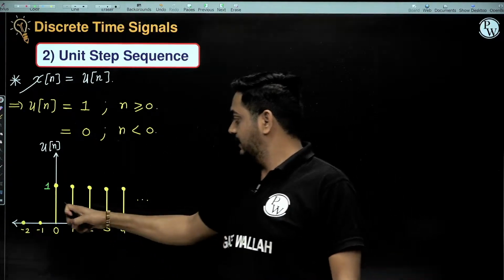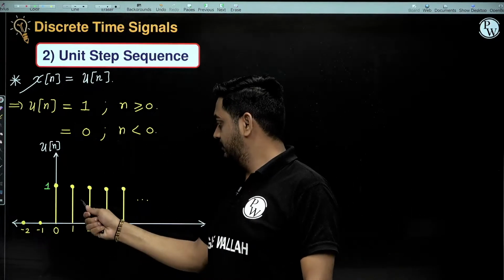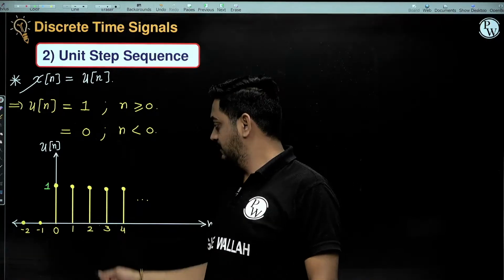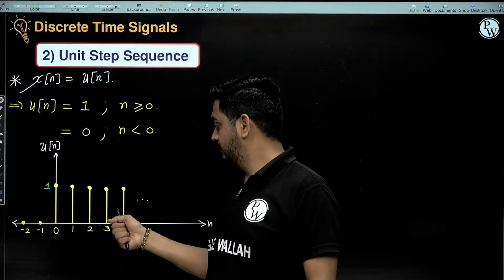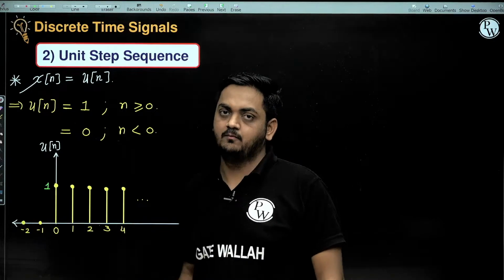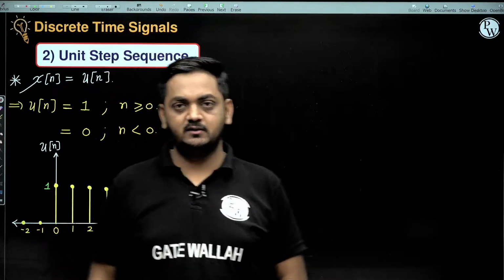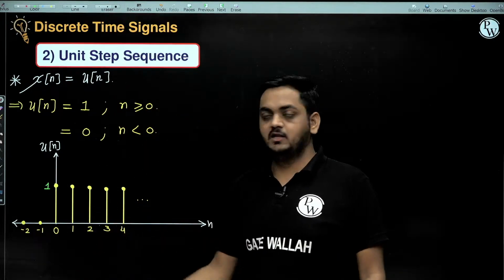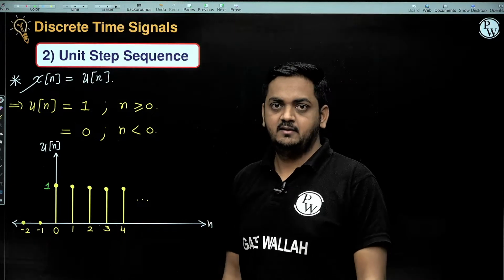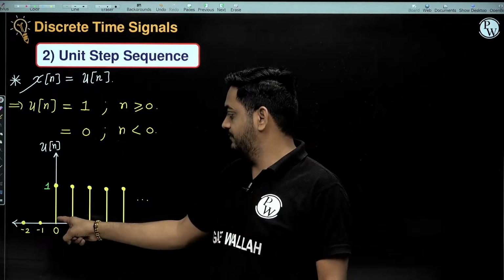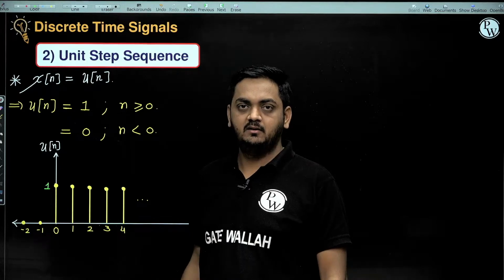This sample is at n equal to 0. This sample is at n equal to 1. This sample is at n equal to 2. This sample is at n equal to 3. This is at 4. Now, can we represent all these samples in the form of del n? Can we represent this sample in the form of del n? Tell me, yes or no?